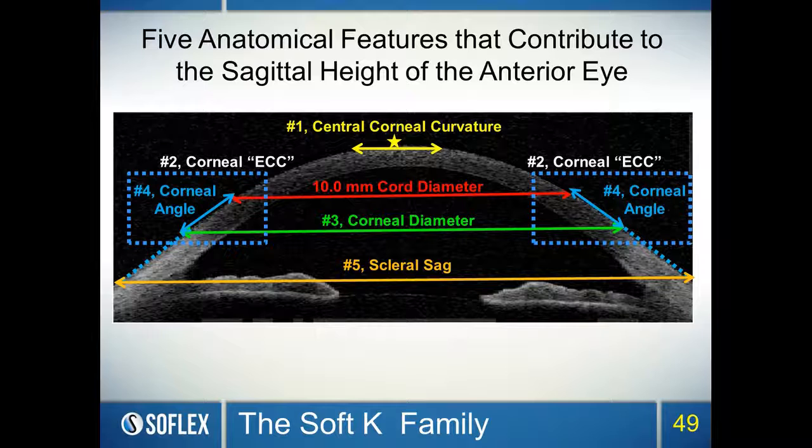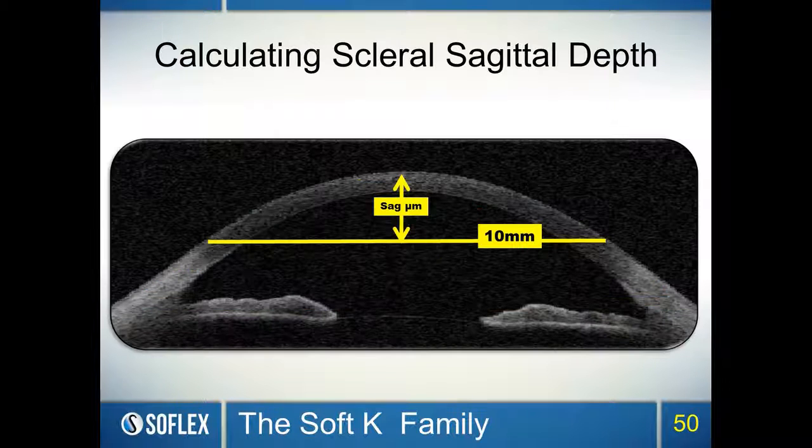5 anatomical features are seen in this picture of the cornea. The central corneal curvature is number 1. The corneal asphericity, or what we call eccentricity, is number 2. Number 3 is corneal diameter. Number 4 is corneal angle. And number 5 is the scleral sag. We can see it here very easily.